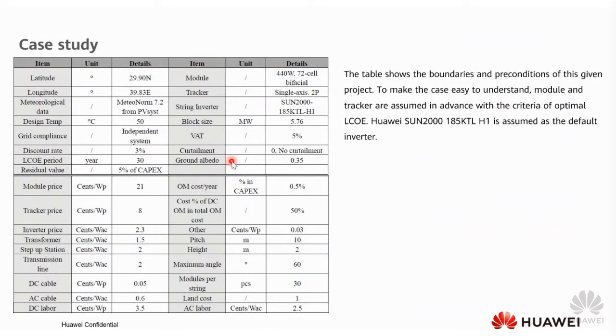I don't want to go through all the details, but this power plant, I think, is located in Spain. This is just a regular example. For this case study, we used a 440 watt bifacial module, a single axis tracker with a portrait design, and for the inverters, obviously, we used the 185 kTL H1 inverter. And we have the boundary information. We also know some financial characteristics of the power plant, the OEM costs, and the labor cost. Using all this data, based on the previous equations, we can calculate the LCOE.